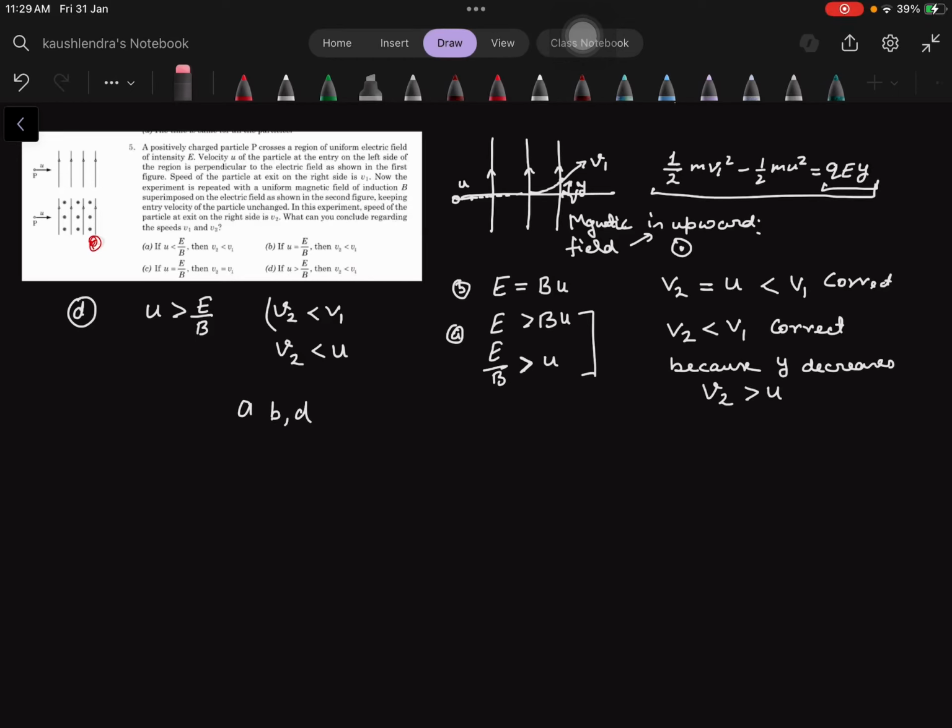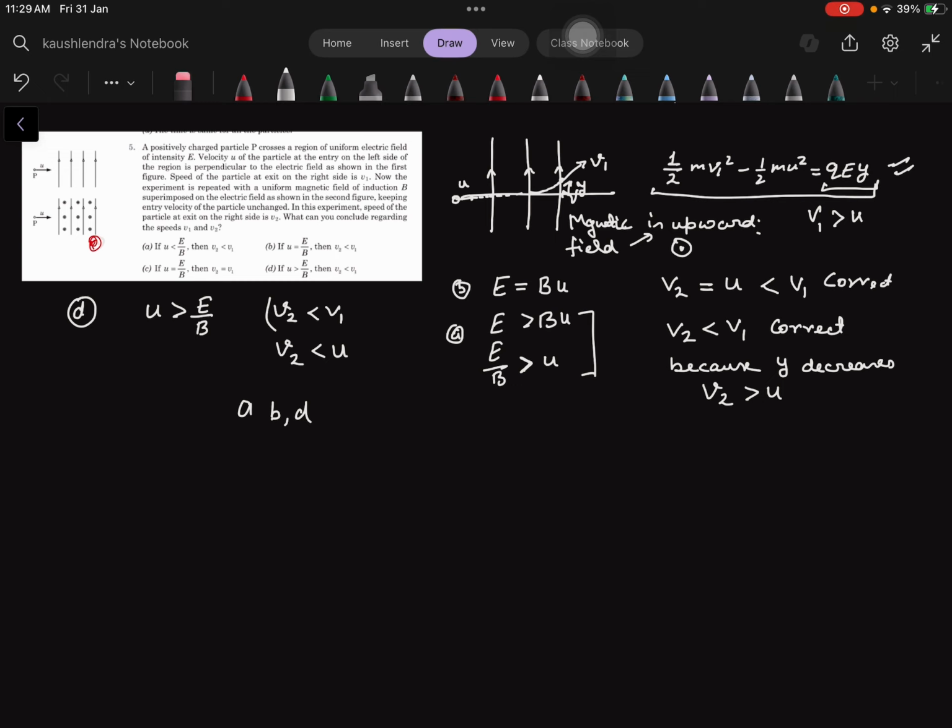Yes. So now in this problem, in the initial case only QE is there, so the work done QEY is equal to half mv1 square minus half mu square, and this gives the y displacement along the electric force. So net force work done is equal to change in kinetic energy. And we can say that in the initial case v1 should be greater than u, that should be there for that particular case after coming from the electric field.